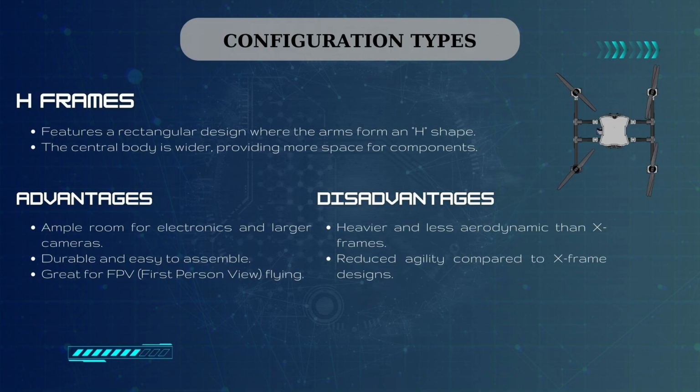H-frames are rectangular in shape. It has plenty of space for cameras and large items. It is ideal for FPV flights because it is durable and easy to assemble, but it is heavier than X-frame and it is poor in terms of agility and aerodynamics.